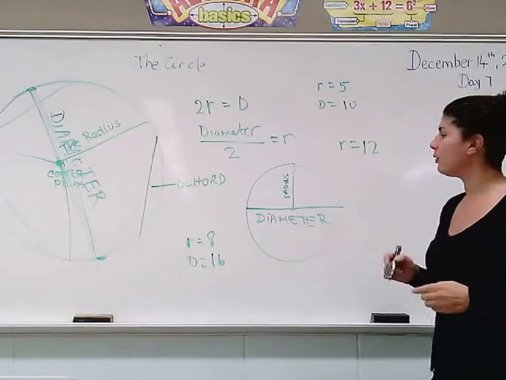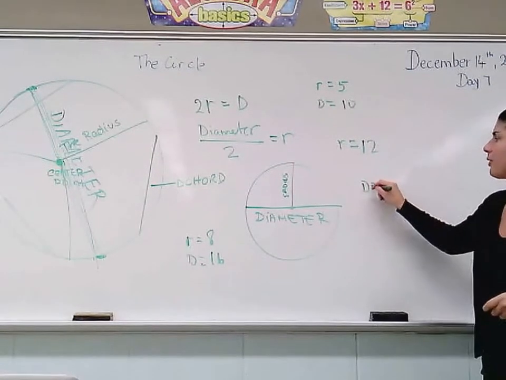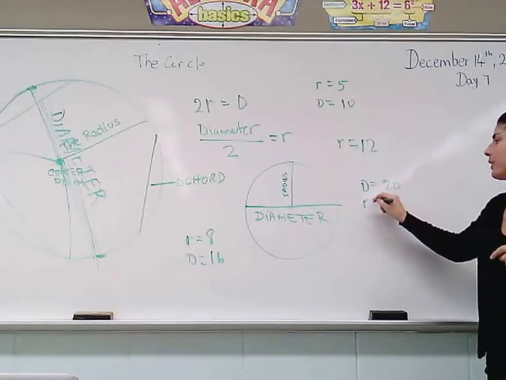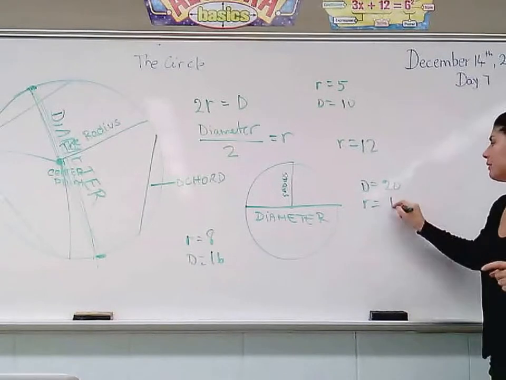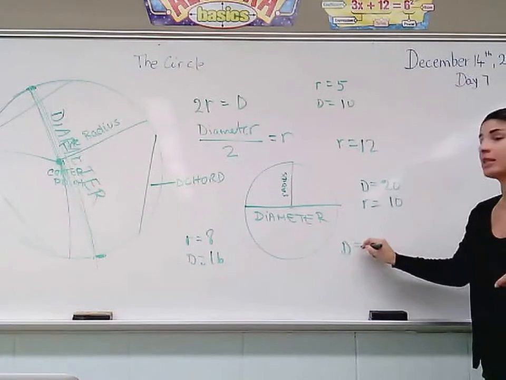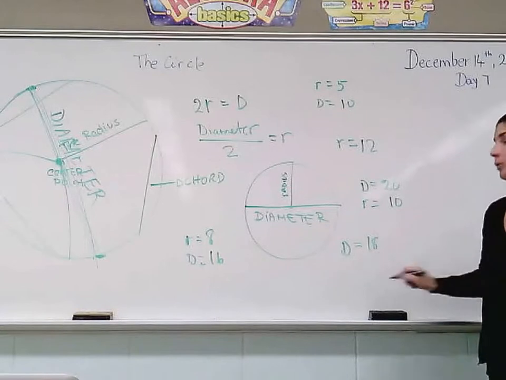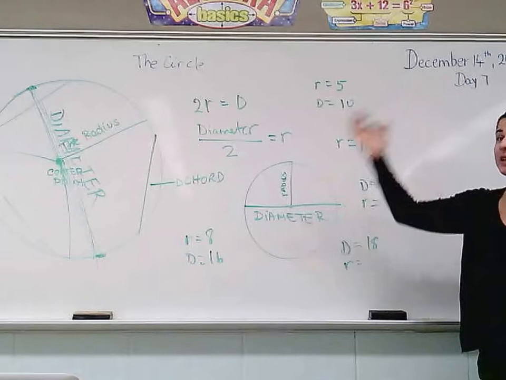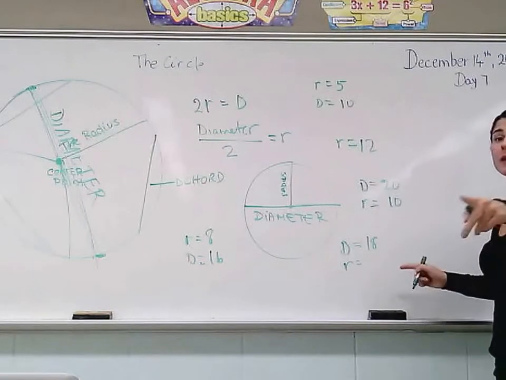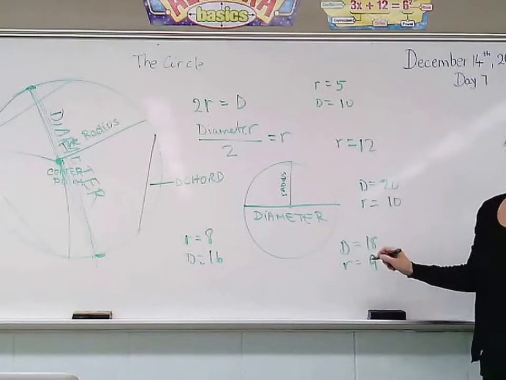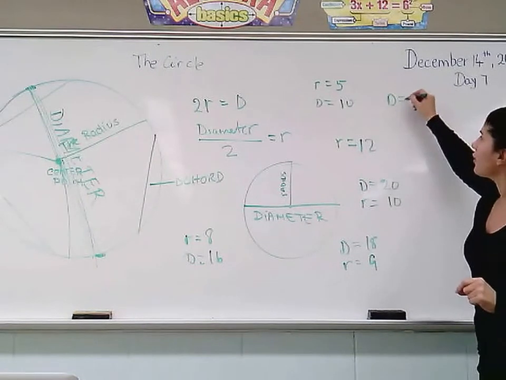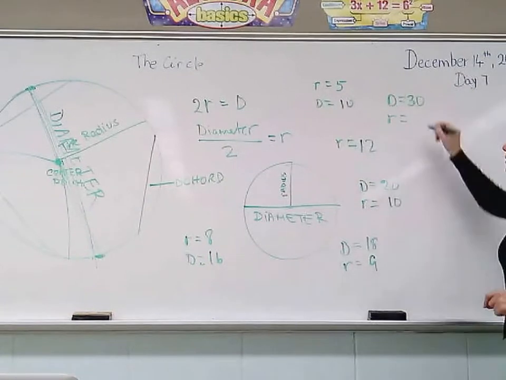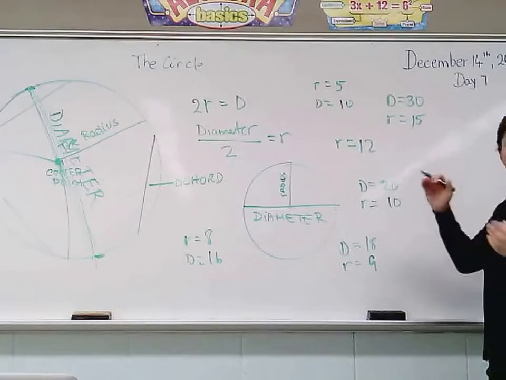Now what if I gave you diameter? So I said, oh, diameter is 20. What would the radius be? 10. If I told you the diameter was 18, radius would be? Diameter is the big one. I need to cut it in half to make it small. Radius is 9. If I tell you the diameter is 30, the radius would be 15. So you see how you could go back and forth, back and forth?